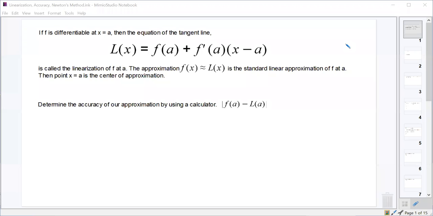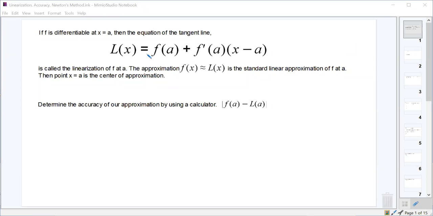So if we were looking for the square root of 101, we'd use an a value of 100 because we know what the square root of 100 is, and we could then use the tangent line to the square root function to approximate the value of the square root of 101. That sound good? Everybody remember that? Familiar from last year a little bit? Hopefully. If not, it'll all make sense soon.